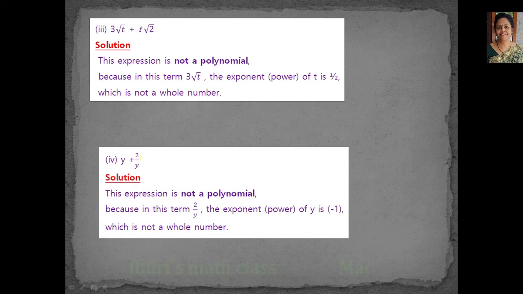Next, y plus 2 by y. Here variable is in the denominator. So this expression is not a polynomial because in this term 2 by y, the exponent power of y is negative 1, which is not a whole number.